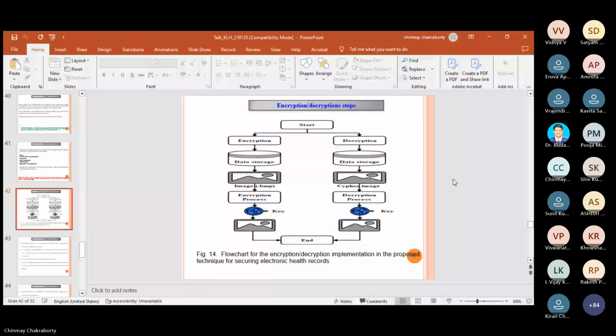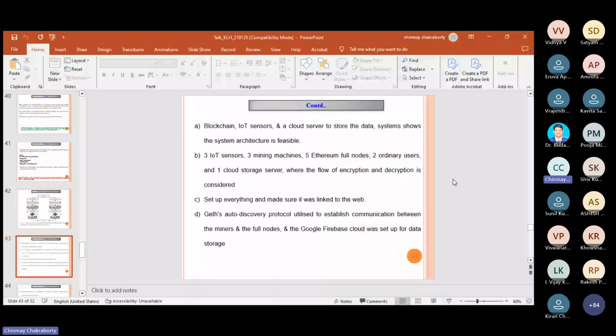All right. On the other end, encryption and parallelly decryption also. So the plain text and KDC generated data give the ciphertext, and on the decryption side, there is decryption, data storage, cipher images, and the decryption process, then KDC, and ultimately the end of the journey. So that's why this is the flowchart of the encryption and decryption implementation in the proposed technique for securing electronic medical record systems, right?